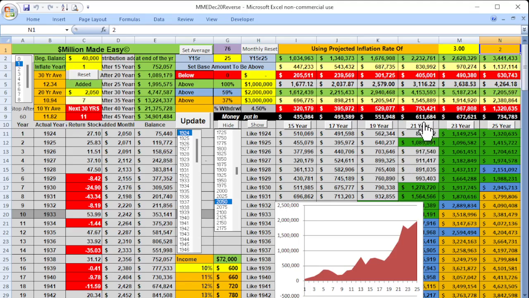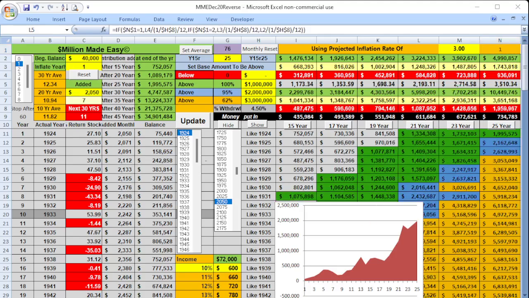So the closest I have is a 21-year column. I'm going to go ahead and update this. Okay, we've updated the numbers now for the 21-year column. Again, I don't have the 20-year column, but this should give me a rough idea.